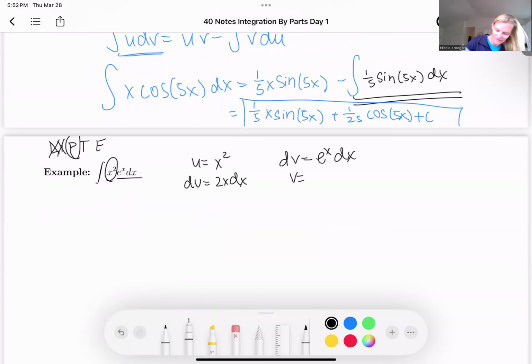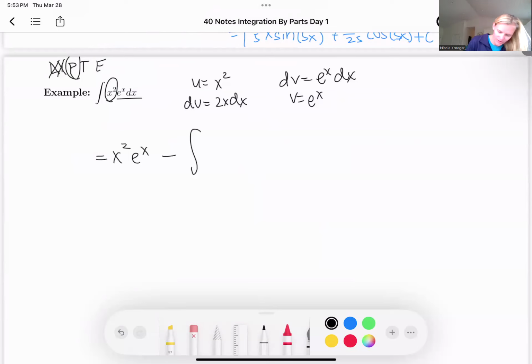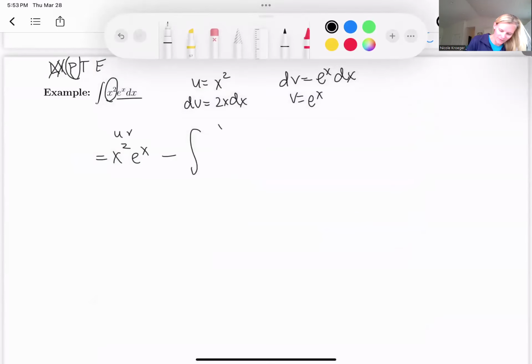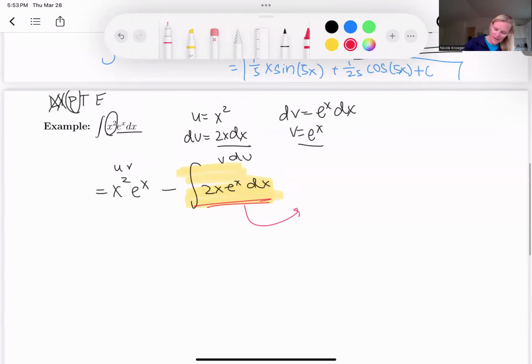V is easy in this case. It's the integral of e to the x, which is just e to the x. So when I put this all together, I'm going to get x squared e to the x minus integral. So this is my uv minus the integral of v du is going to be 2x e to the x dx. And oh no, now I have to integrate this thing. This thing actually needs another integration by parts on it because I still have two pieces that aren't really related to each other via derivatives. So I need another integration by parts on this piece.